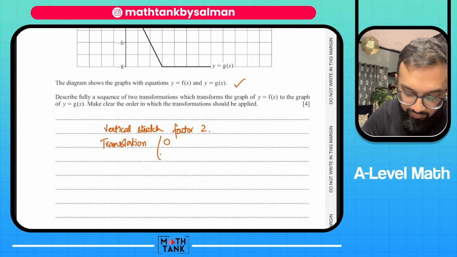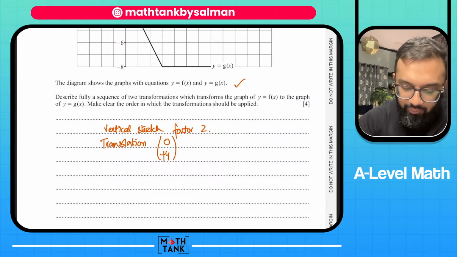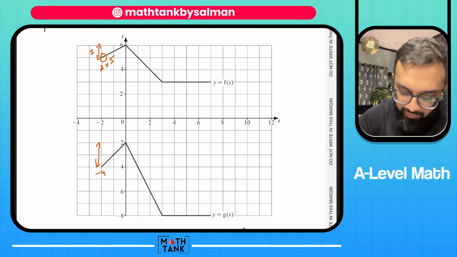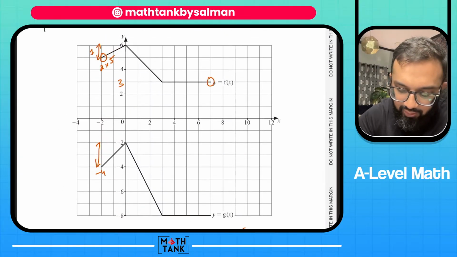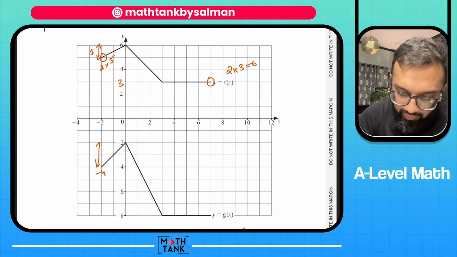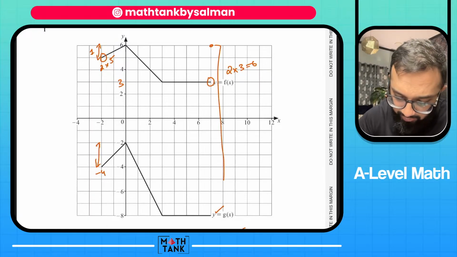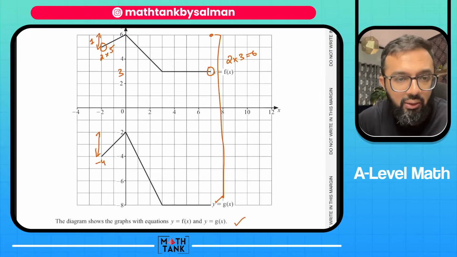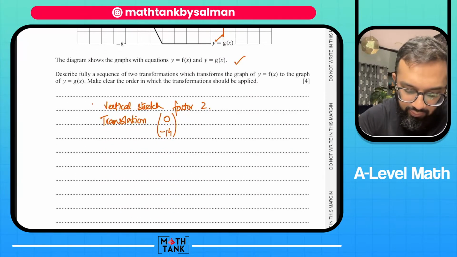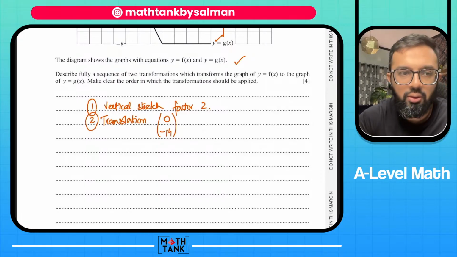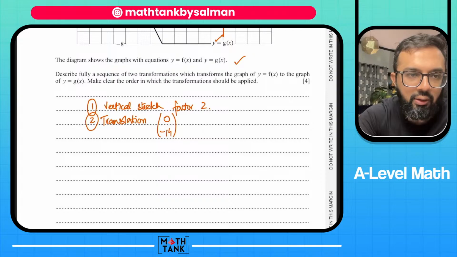Translation 0, -14. Let's apply that idea to another point and see if it's valid for other points as well. Let's pick this point. This had the y coordinate 3, so it should get 2 into 3 is 6. It should come up somewhere here, but then it's translated to -8, which means that it also translated 14 down. So that means that this should be transformation order 1 and this should be transformation order 2. You will get marks for writing the correct order and the transformations as well.